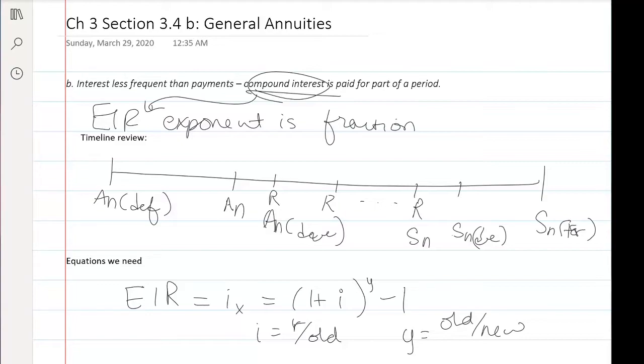Just jumping back to our timeline, remember we have N regular payments, and then moving forward, that's our M, and then here is our P. A sub n deferred to A sub n is the P for counting.